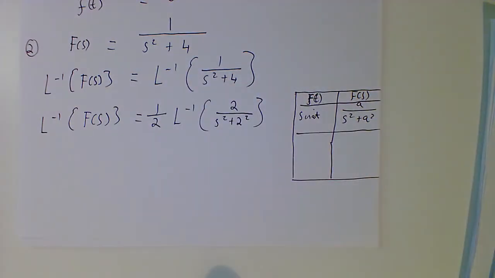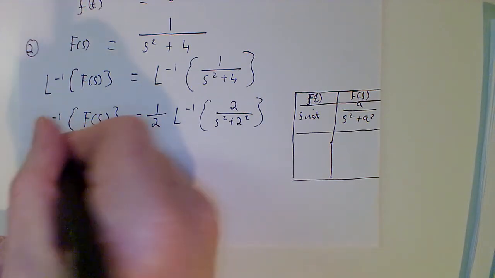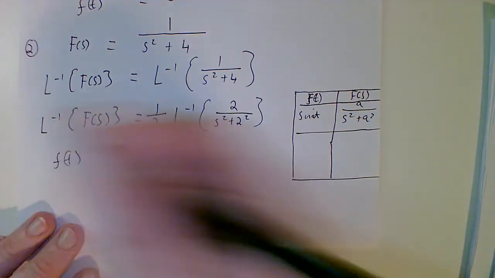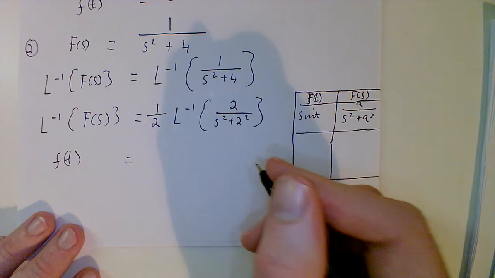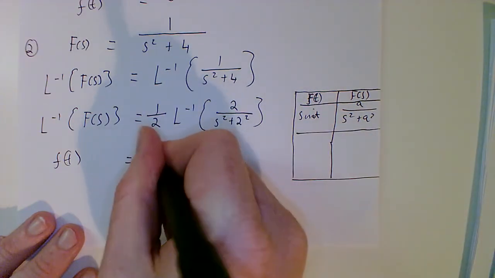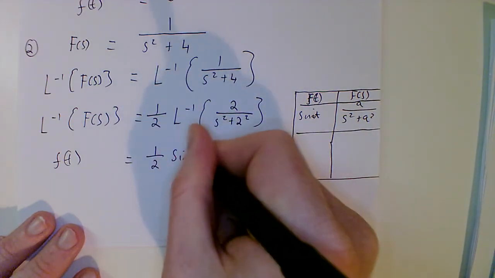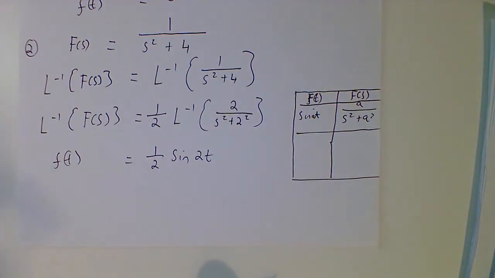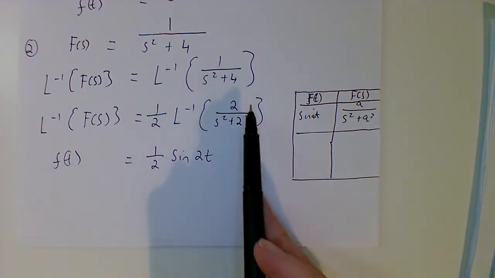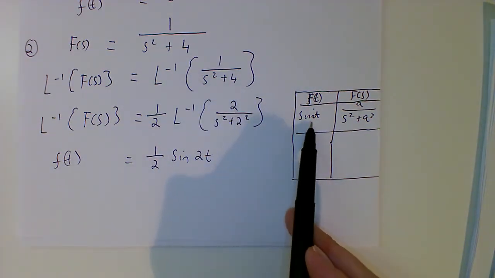1/2. So it's just like those ln integration questions that we did in Engineering 3. Right? So it's a bit like that. So that means that f of t is 1/2 sin 2t, because this thing here becomes sin 2t.